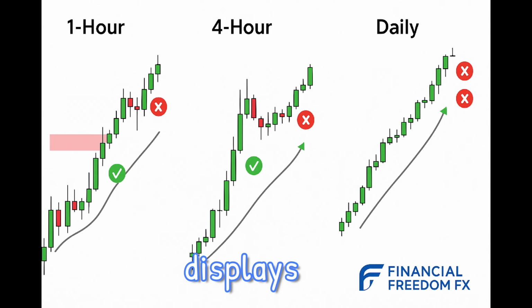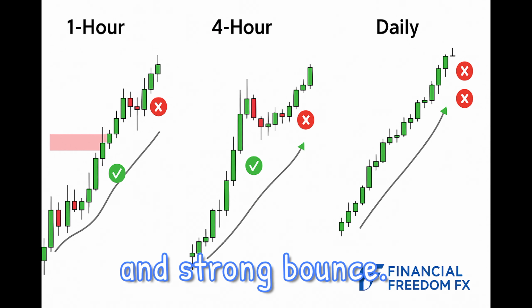This last chart displays a USDCAD on 1H, 4H, and daily. All 3 timeframes align bullishly. The daily chart shows a strong uptrend with clean structure. The 4H chart shows price respecting dynamic support and printing bullish candles. The 1H chart provides the trigger, a breakout, retest, and strong bounce.